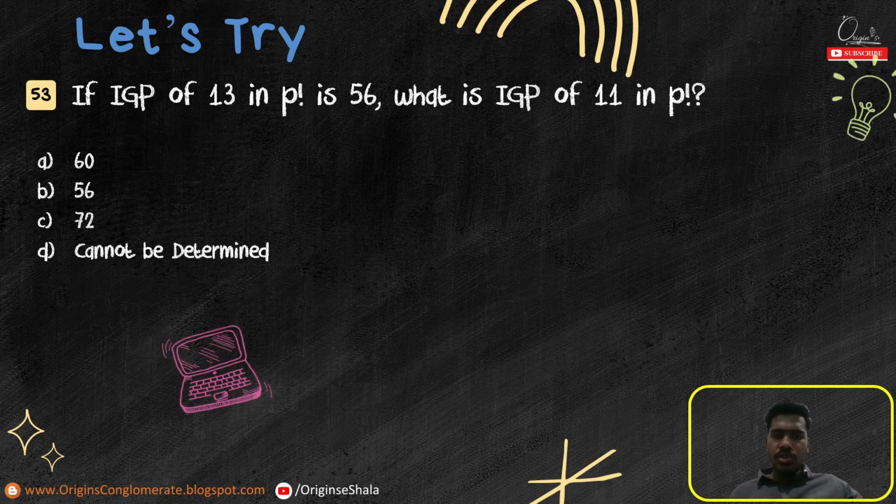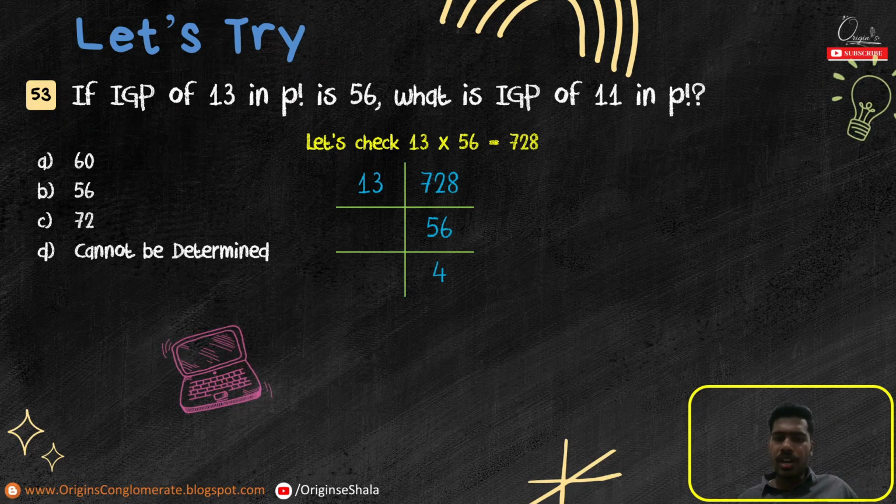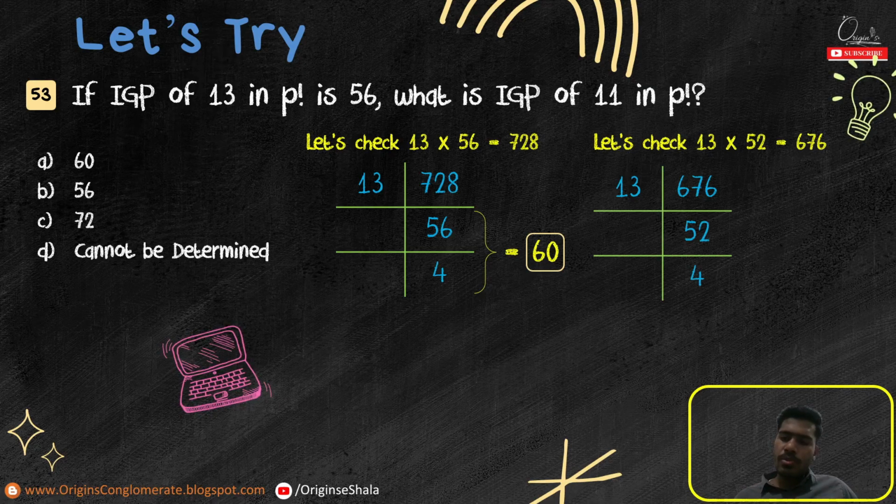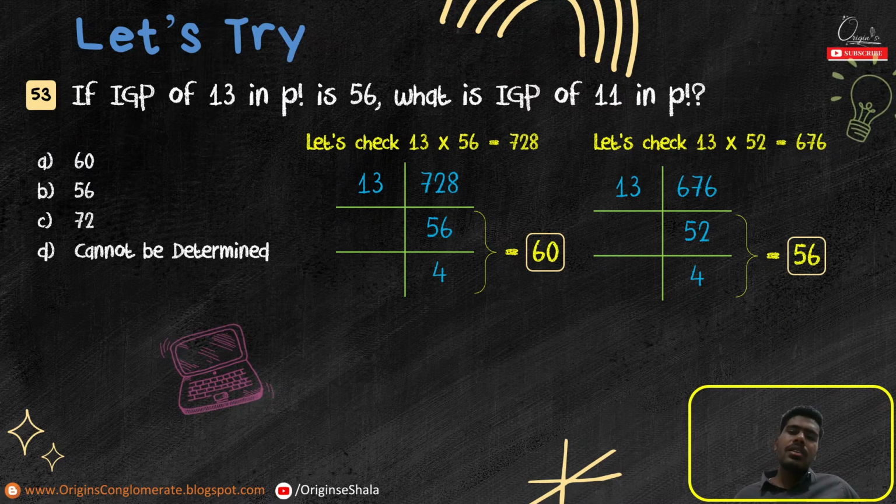Now, as I demonstrated earlier, we will try to find the number p first. As usual, 13 into 56 is 728. I will try to find the quotients by consecutive division, and I will be left with 60. Again, I was 4 steps ahead of what I wanted, so I will multiply with a number 4 steps lower, that is 56 minus 4, 50. And I got my number, 676. But if I directly go for finding IGP of 11 in 676, don't you think something is amiss here?